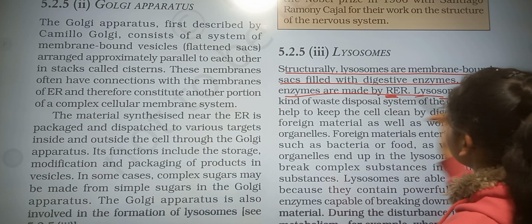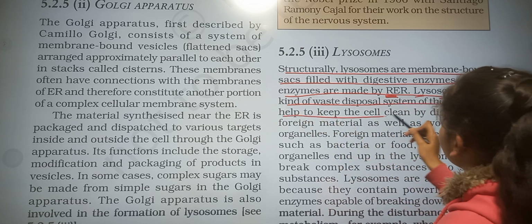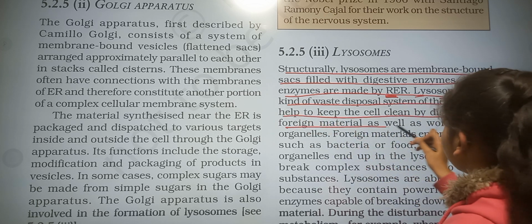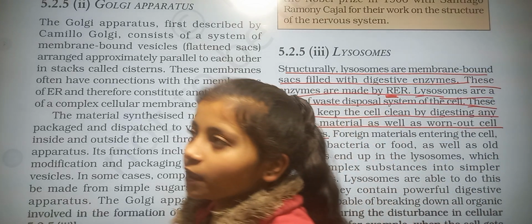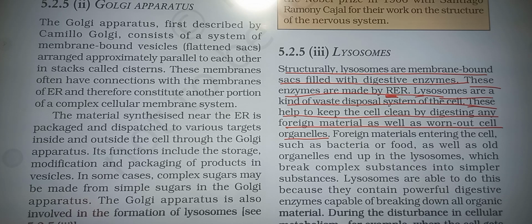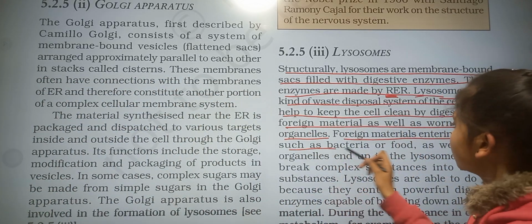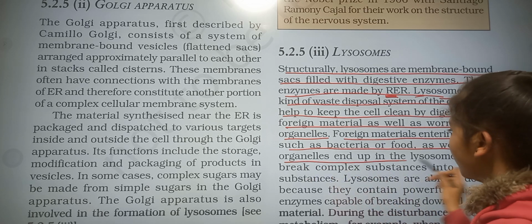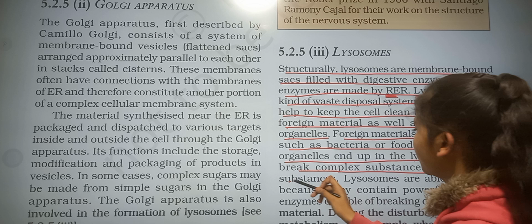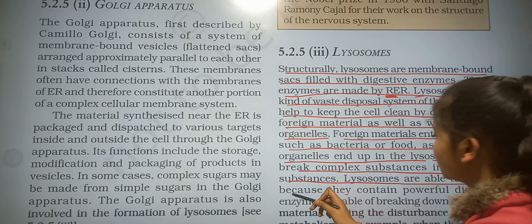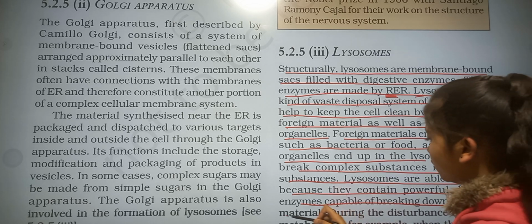Lysosomes are a kind of waste disposal system of the cell. They help to keep the cell clean, digesting poisonous material as well as worn-out cell organelles. It means it cleans the cell. It digests all the waste material inside the cell. Poisonous material entering the cell, such as bacteria or food, as well as old organelles, end up in the lysosome, which breaks complex substances into simpler substances. Lysosomes can do this because they contain powerful digestive enzymes capable of breaking down all organic material.